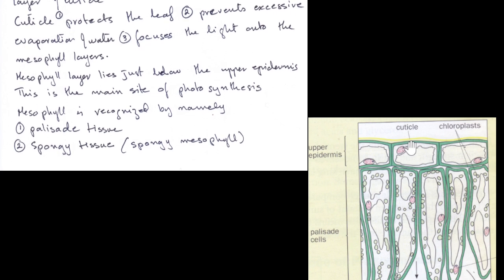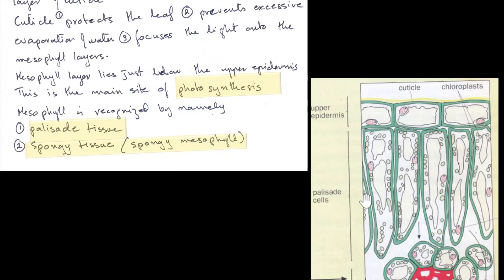Mesophyll layer lies just below the upper epidermis. This is the main site of photosynthesis. Mesophyll is recognized by two parts, namely palisade tissue and spongy tissue or spongy mesophyll.